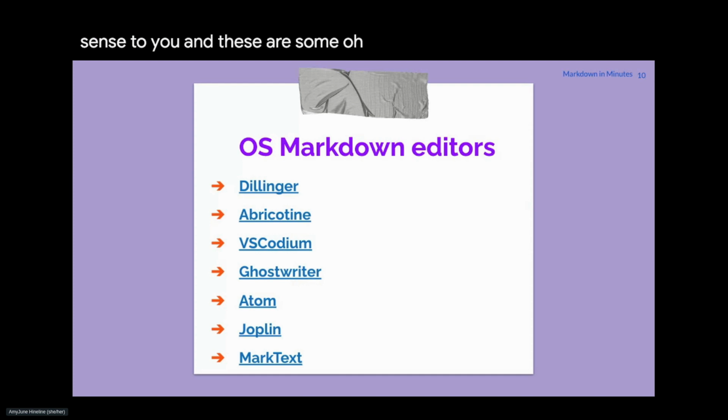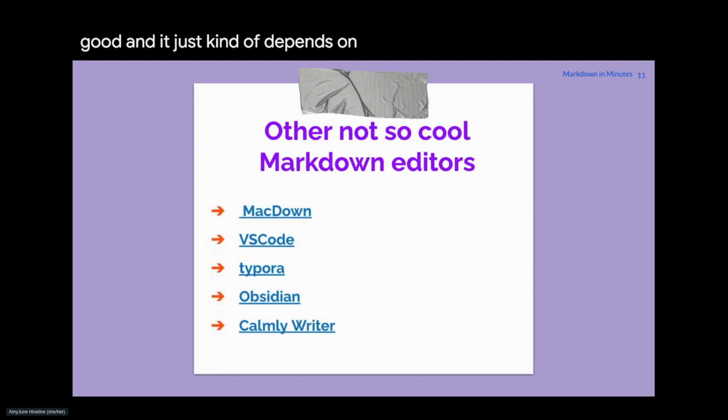And these are some open source Markdown editors. I don't have an opinion about any of them. I do use VS Codium. It's the open source version of VS Code. For those that don't know, VS Code is not open source because it does some tracking. But Joplin's really good, Dillinger's good, and it just depends on what your needs are.